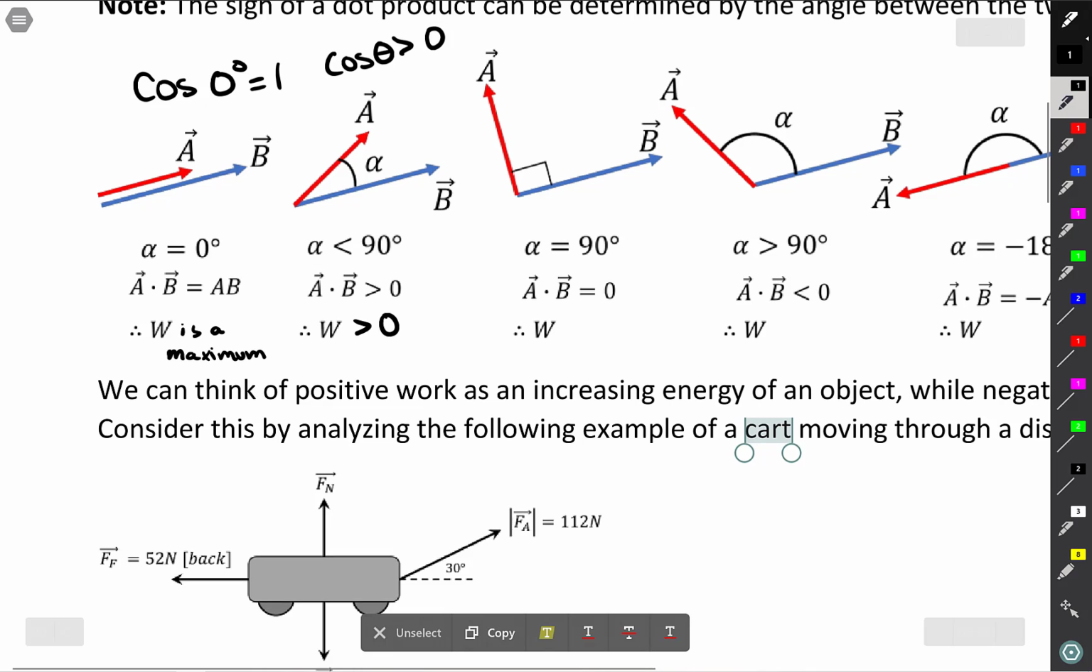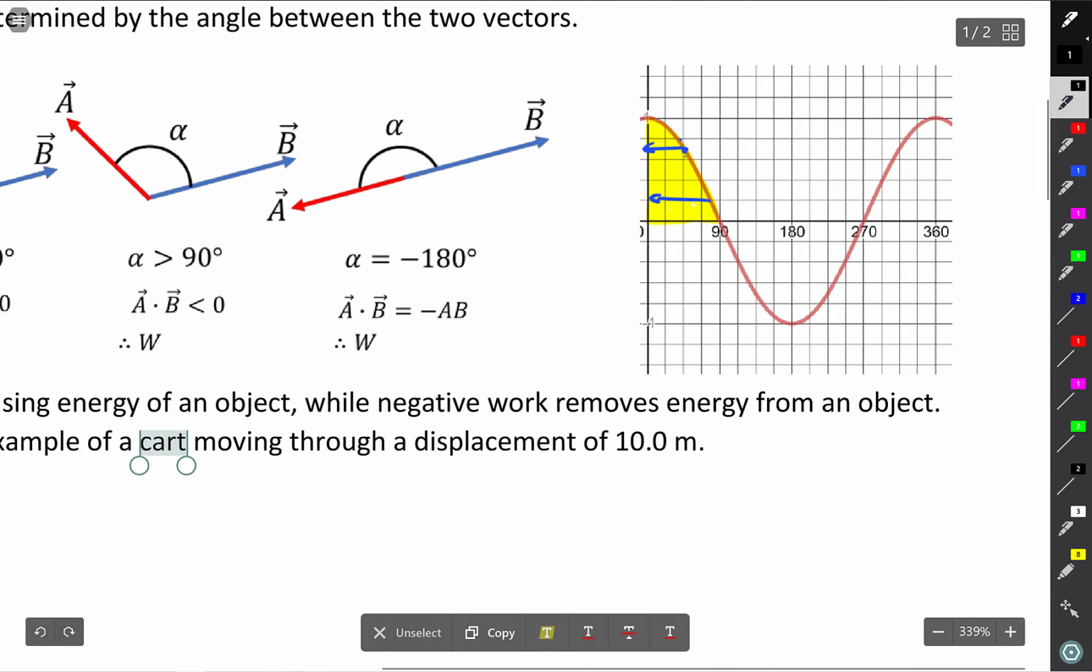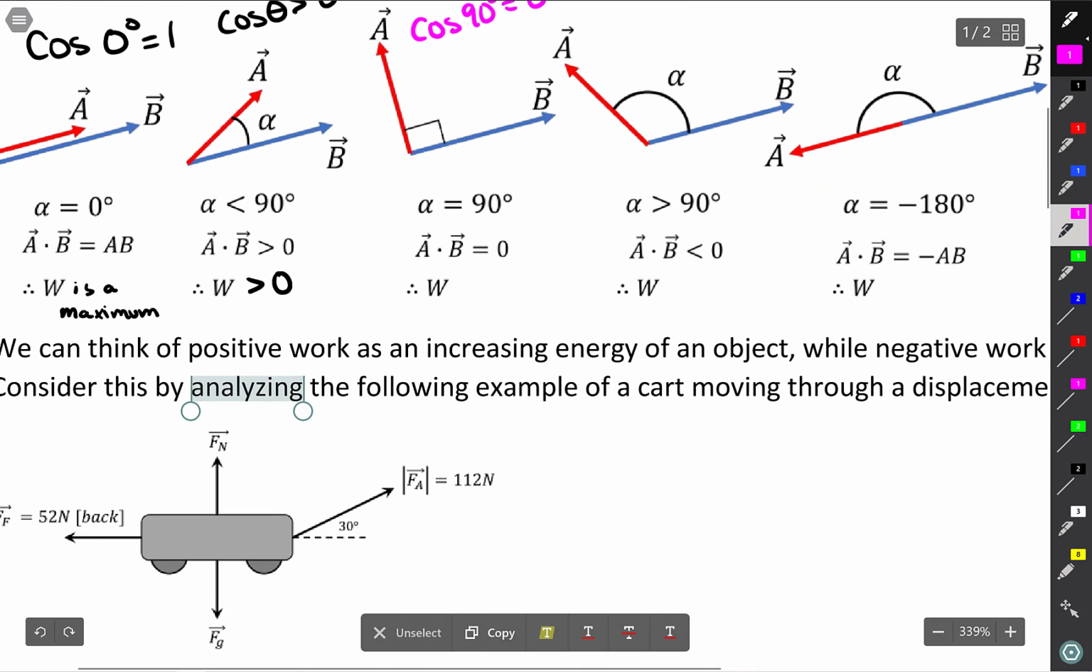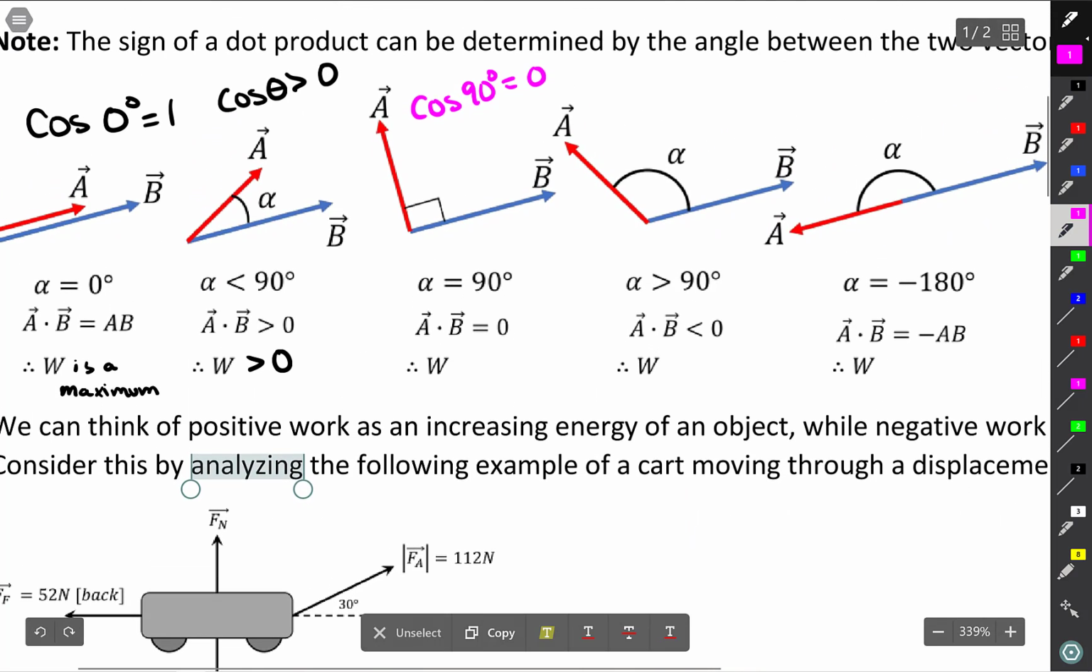Right? Now, what happens if we get straight at that 90 degrees? If we're right at 90 degrees, the value of our cosine function is, in fact, 0 on the y-axis. So that means that cosine of 90 is equal to 0, which means that the dot product will result with an answer of 0. So work is equal to 0 if the vectors are 90 degrees to each other.